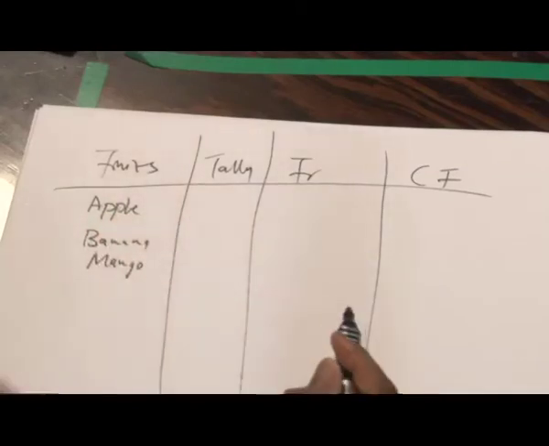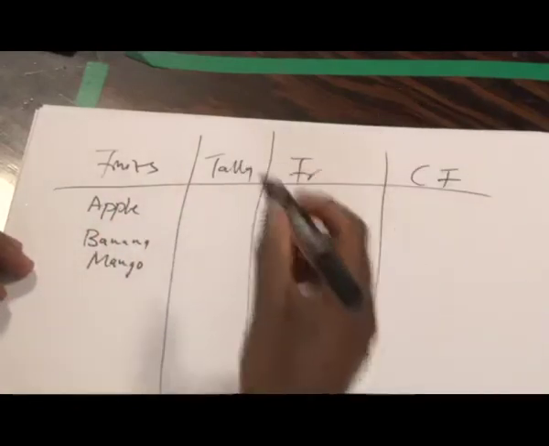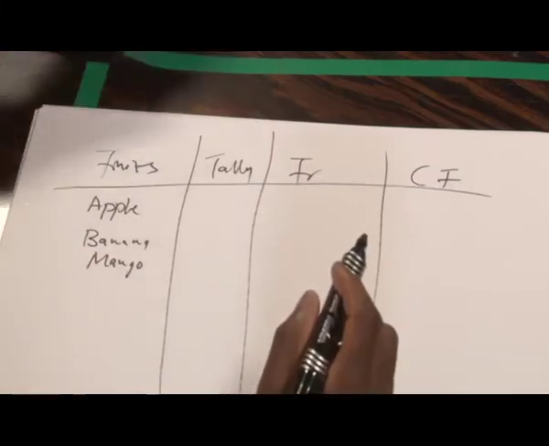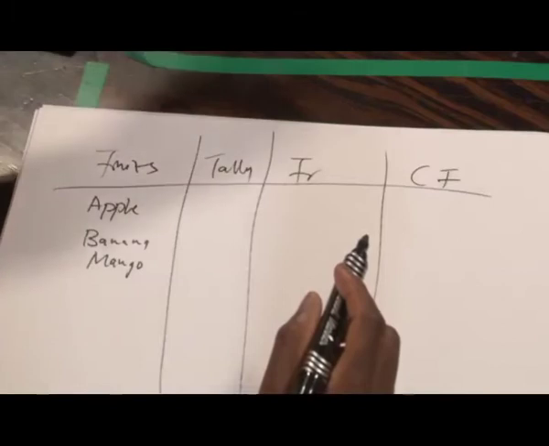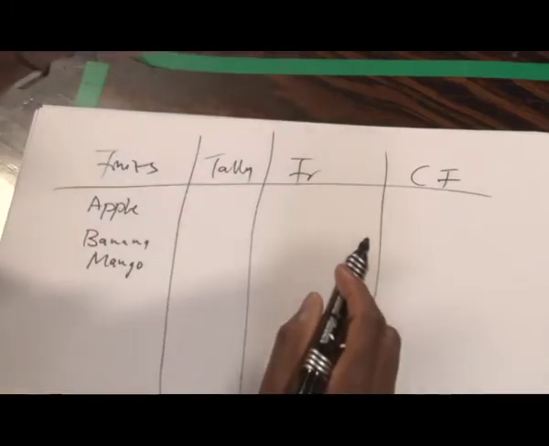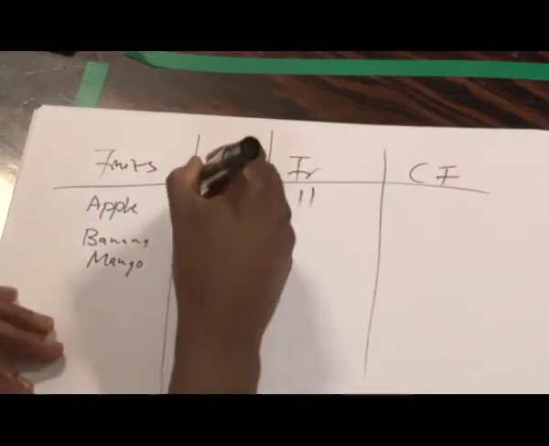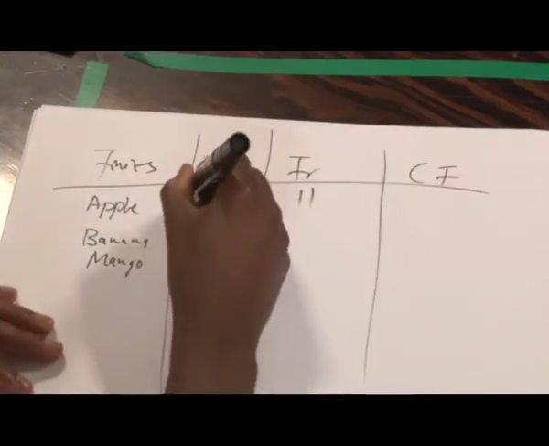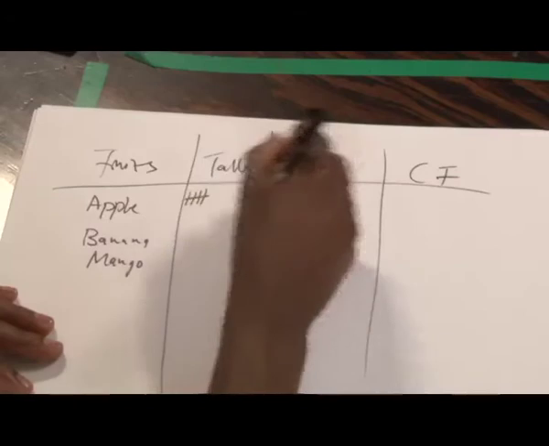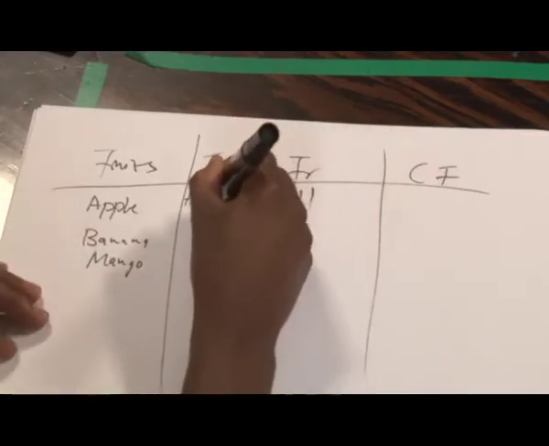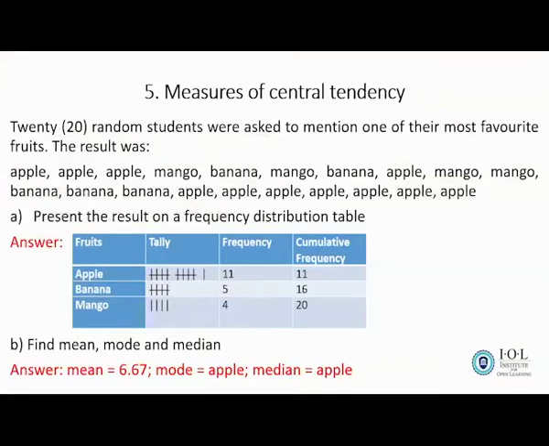Here it's always easy to start with frequency, then you come to the tallying. Frequency, you basically just count. How many apples are there? Just count: 1, 2, 3, 4, 5, 6, 7, 8, 9, 10, 11. So you write 11. Now in tally, you count 1, 2, 3, 4, then you strike through. Then 1, 2, 3, 4, you strike through. That means 5, 5, then 1. That's already 11. Cumulative frequency, that's definitely 11.